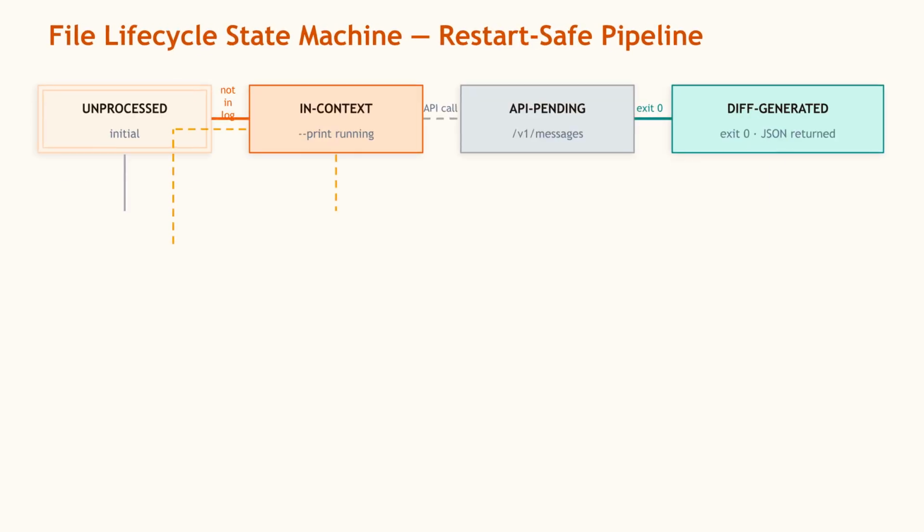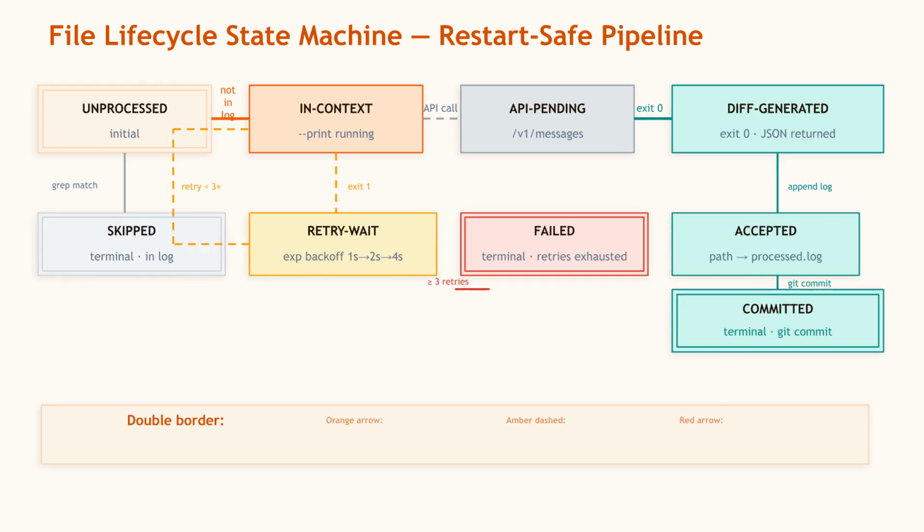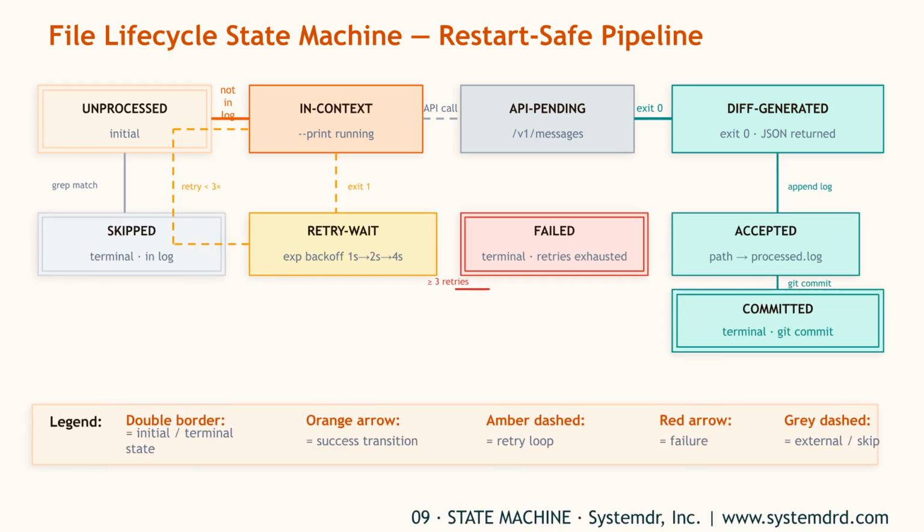This is the complete picture of what happens to every file in your batch. Understanding this state machine lets you diagnose exactly where a run stopped and why. Top row, the happy path. Unprocessed on the left. At the start of each iteration, the script checks processed.log. Not in the log, transition to in context. Claude's single-shot session is running.